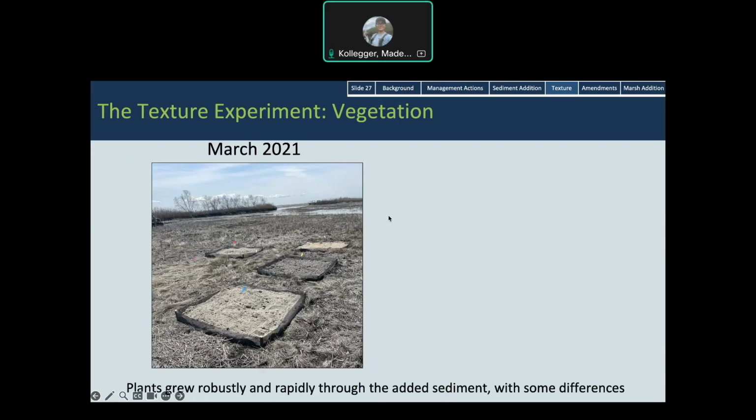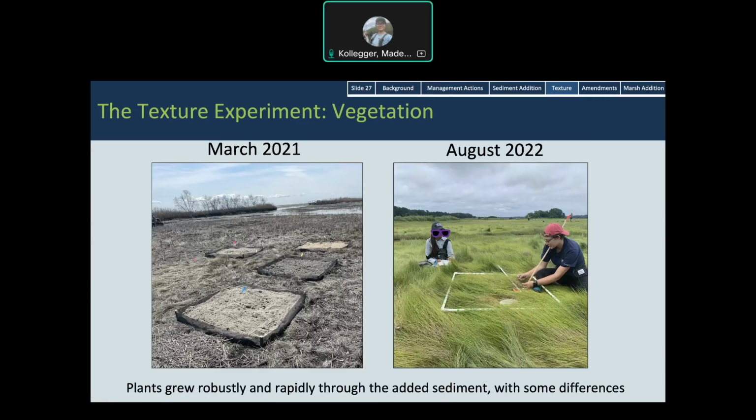In March of 2021, this is what our plots look like. Pretty sandy, pretty empty. And you may be concerned that plants didn't actually grow through. But in August of 2022, you can see that they actually grew pretty robustly and rapidly through that added sediment, though there are a little bit of differences in between the treatments. And I do promise this is an actual plot. You can see we've got a little edge of the plot right there. So we did actually add sediment here.